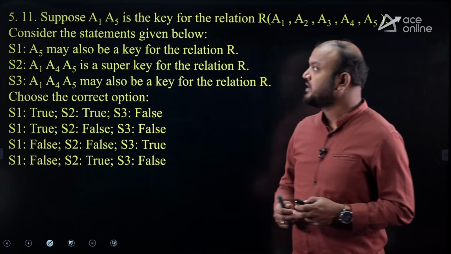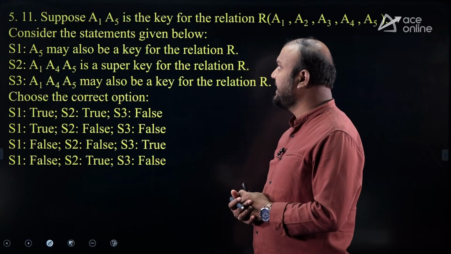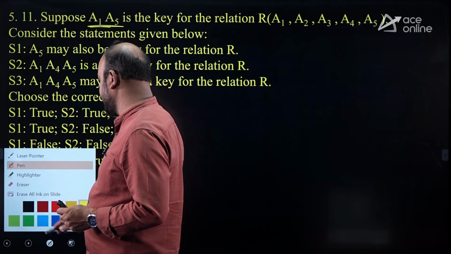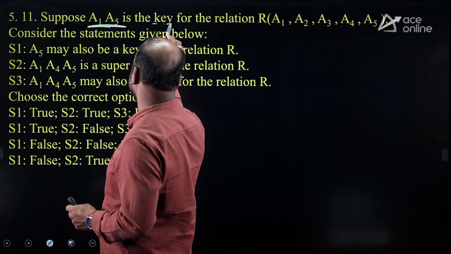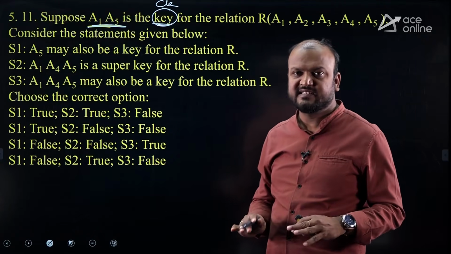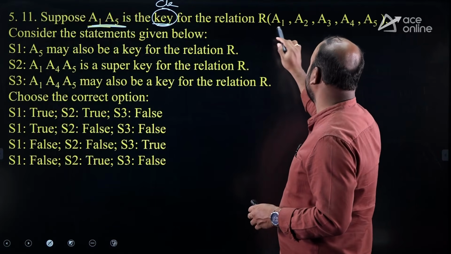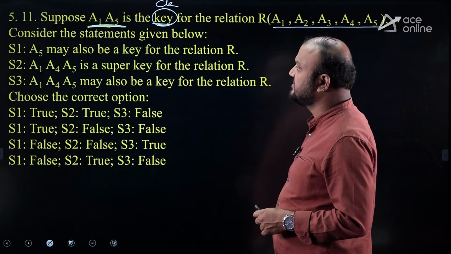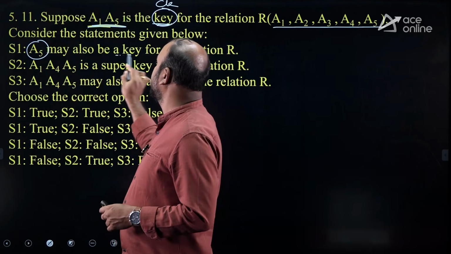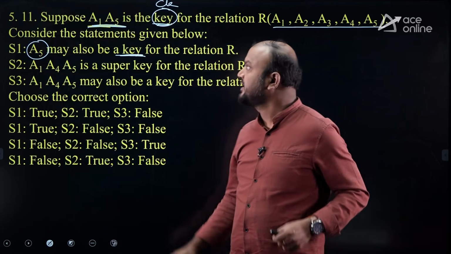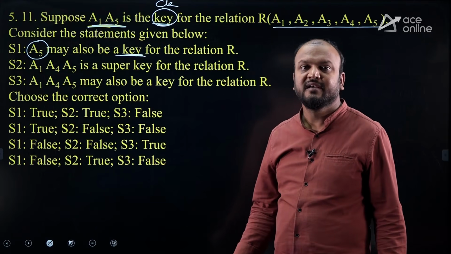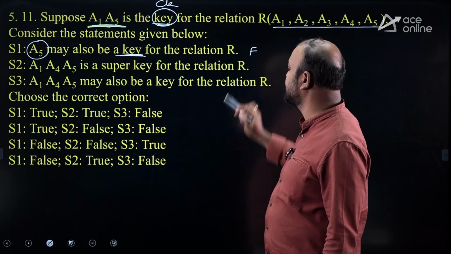Okay, fine. Suppose A1, A5 is the key. The combination of A1, A5 is said to be a key, and generally key means candidate key. Wherever they say just key, it means candidate key. For the relation R1 of A1 to A5, consider the statements given below. A5 may be a key. Is A5 going to be a key? No, because a part of a key is never a key, means a part of a candidate key never uniquely identifies. This is a false statement.